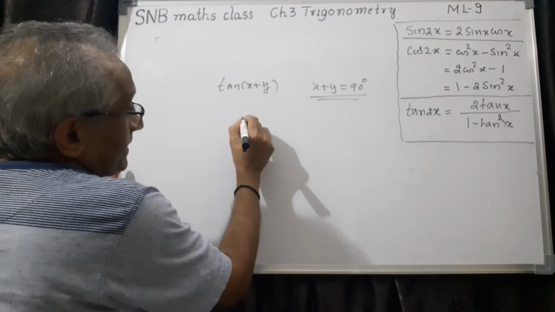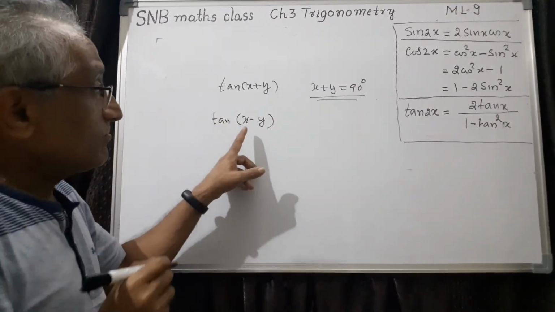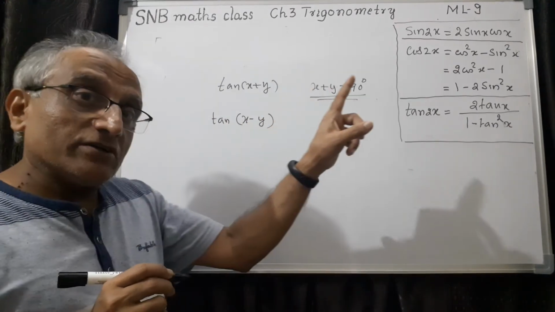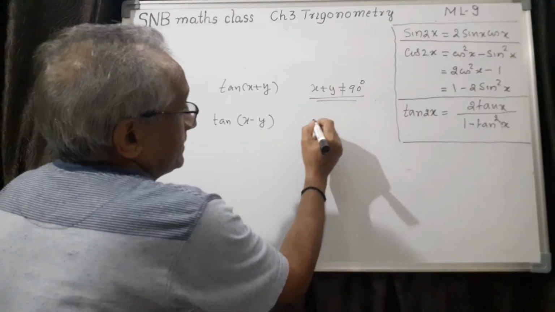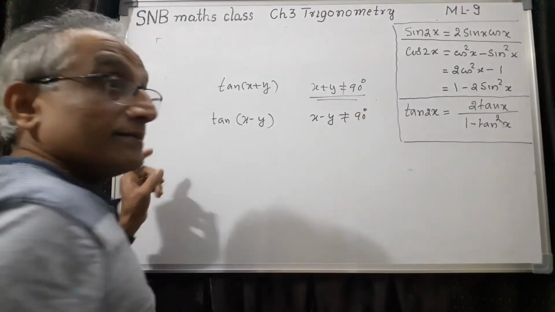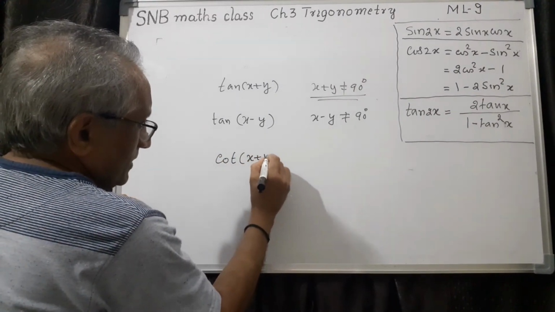In the same way, if you take tan of x minus y, this formula you should use only for those values where x minus y should not be equal to 90 degree. That is also important. Here this should not be 90. Here also x minus y should not be 90 degree. Same thing for cot also. But of course, we don't normally use this formula.